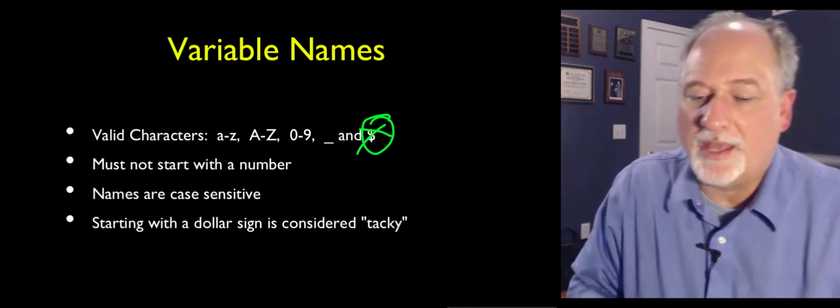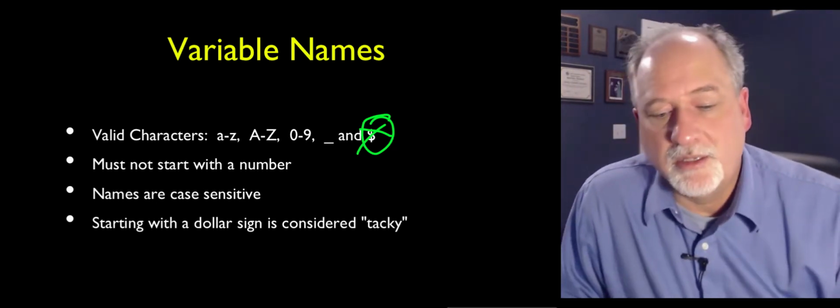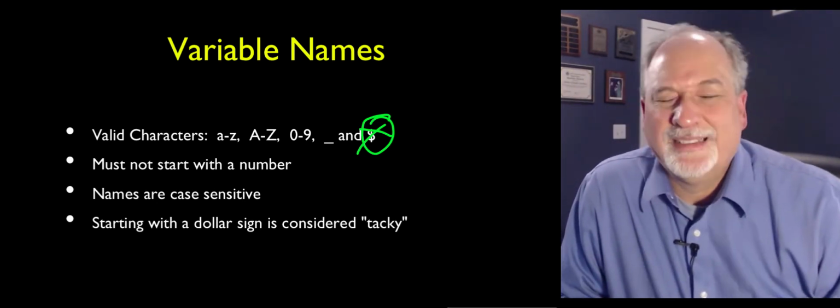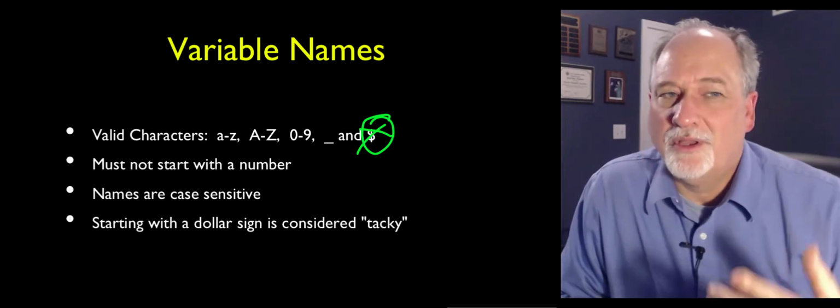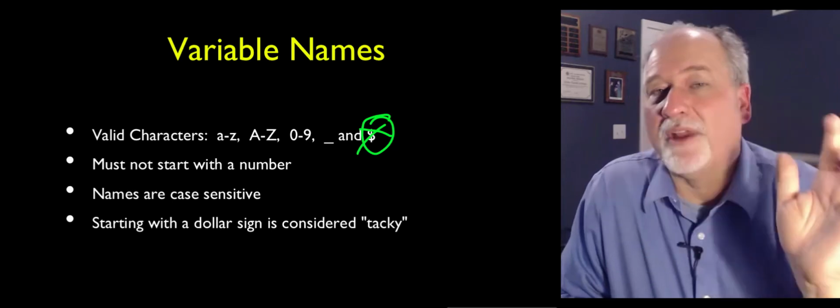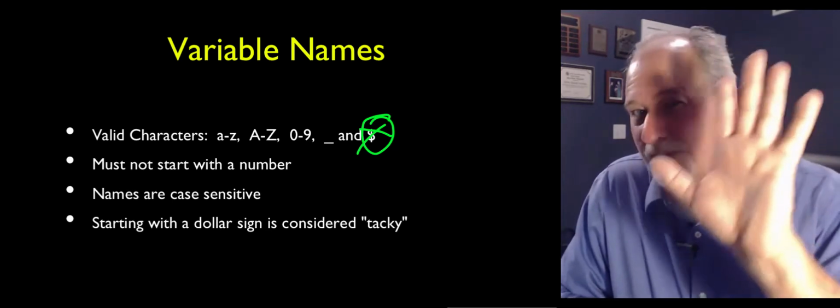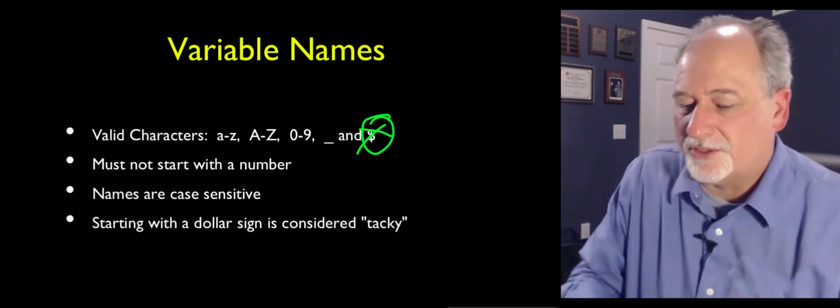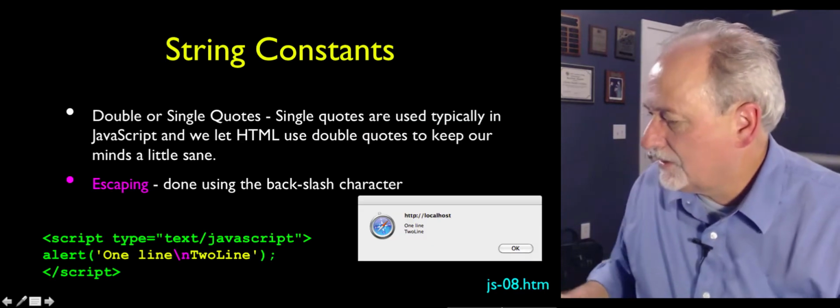Okay? But other than that, it's pretty much standard stuff. Start with a letter, case matters, underscore. We tend to use underscores for variables that are internal, you don't just have random underscore variables unless it's sort of like global variables or internal variables or some kind of a special variable.